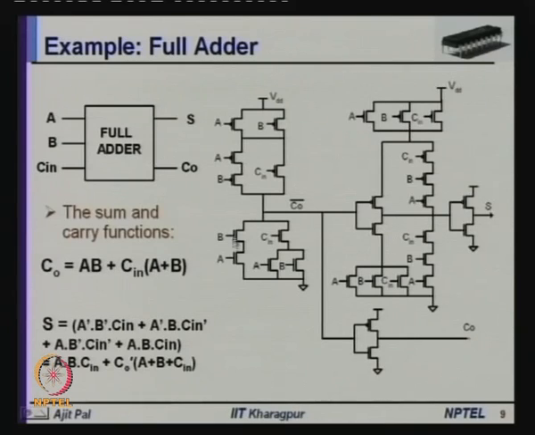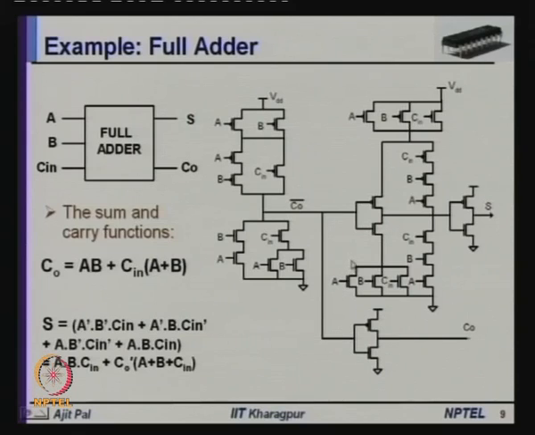So, this is how we have obtained the realization of the carry function, and of course, you will require an inverter. An inverter is required to produce the carry that will go to the next stage. Then this is used as input to the next stage, to the circuit that realizes the sum.